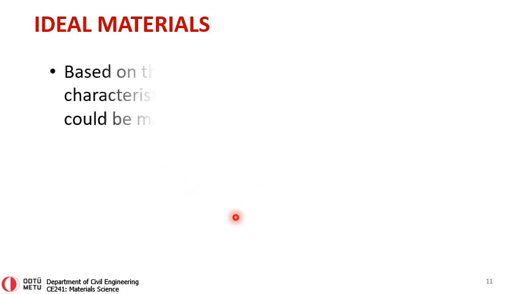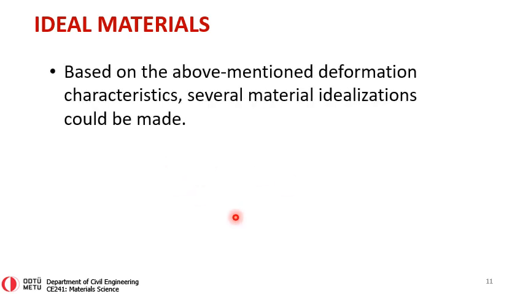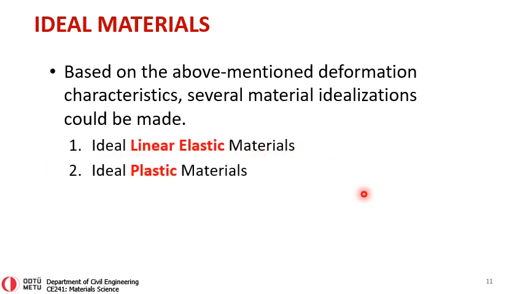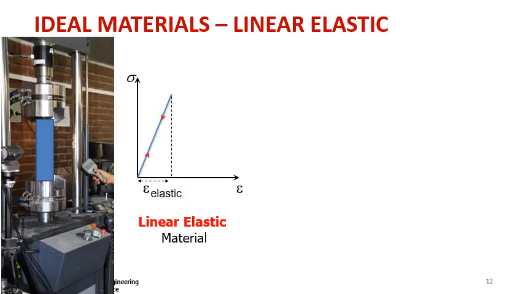Let me turn my pointer on again. Now, based on these above mentioned three deformation types, we can make several material idealizations. So we can make several ideal material behaviors. First, ideal linear elastic material, ideal plastic material, and ideal elastoplastic material. I will try to briefly explain those now.